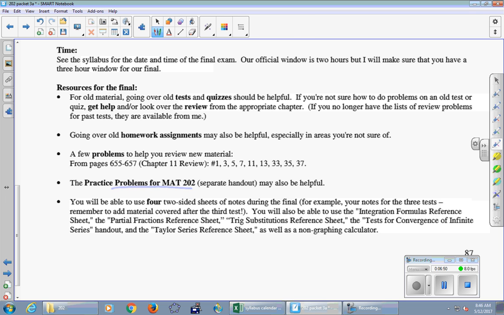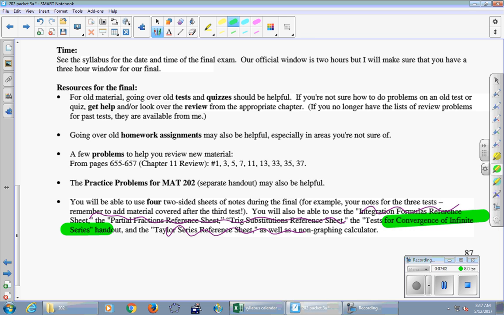Again, there are notes inside of here about the stuff that you can use, so crossing off everything except for the convergence handout. Any general questions at this point?